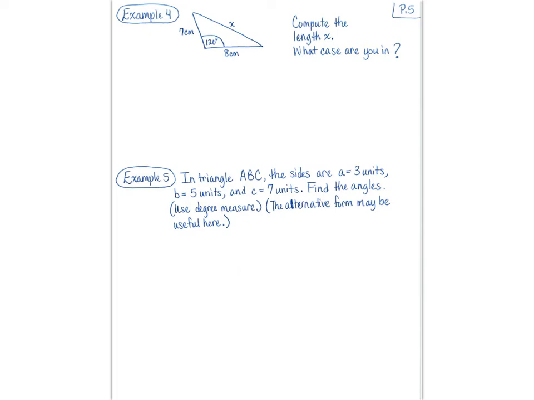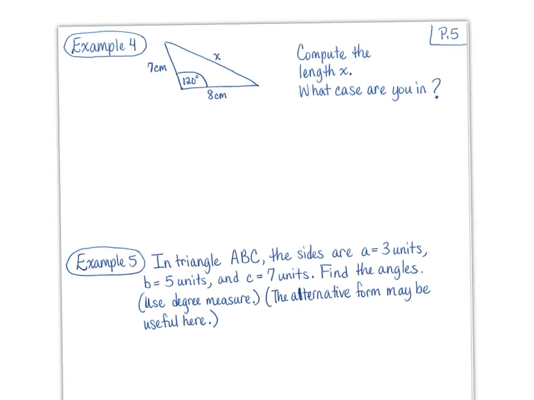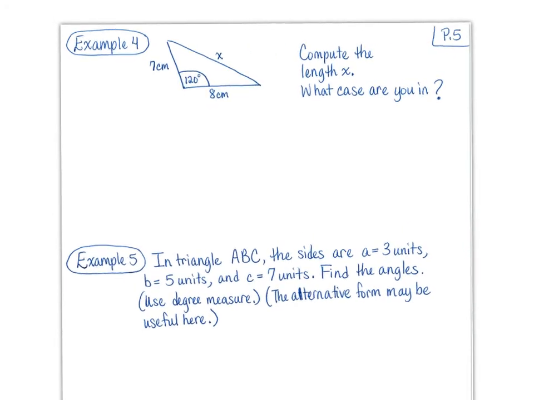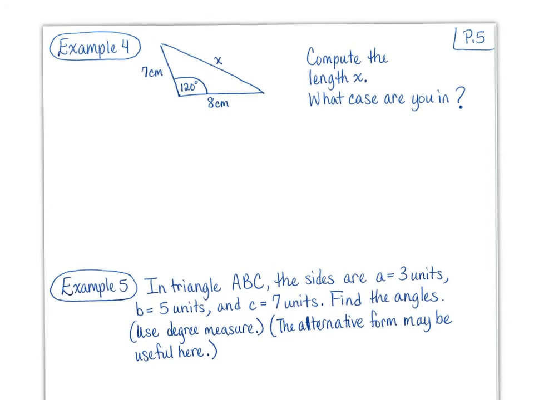Example 4. So in example 4, we have this oblique triangle where we have two sides, these two lengths, and their included angle here is 120. What case are we in? Yes, 4. Good. We're in case 4. We want to compute the length x. Because we're in case 4, we have to use the law of cosines.